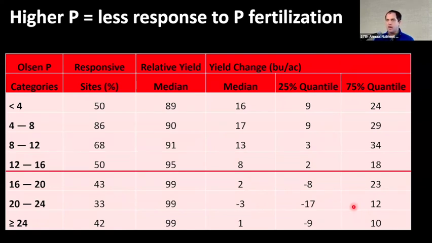So we're thinking about the economics of our fields and where we're spending our money. It helps us. Yes, we might see a change in yield, but is that change in yield worth it to put the phosphorus down?